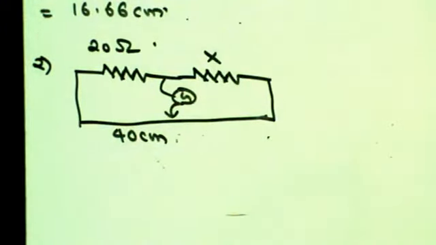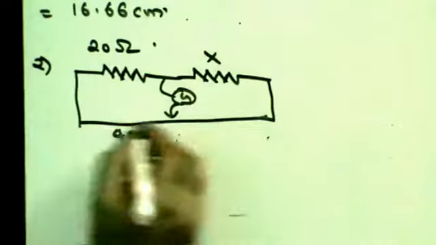Where will the null point be if the resistances are interchanged?